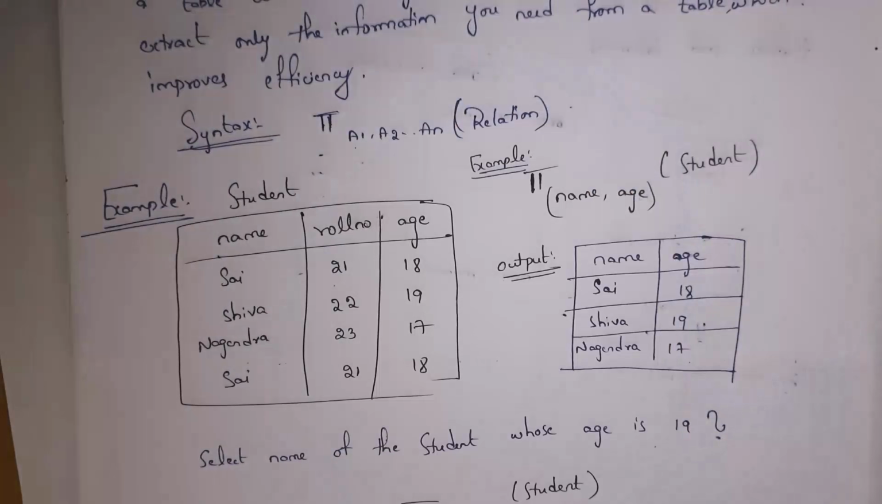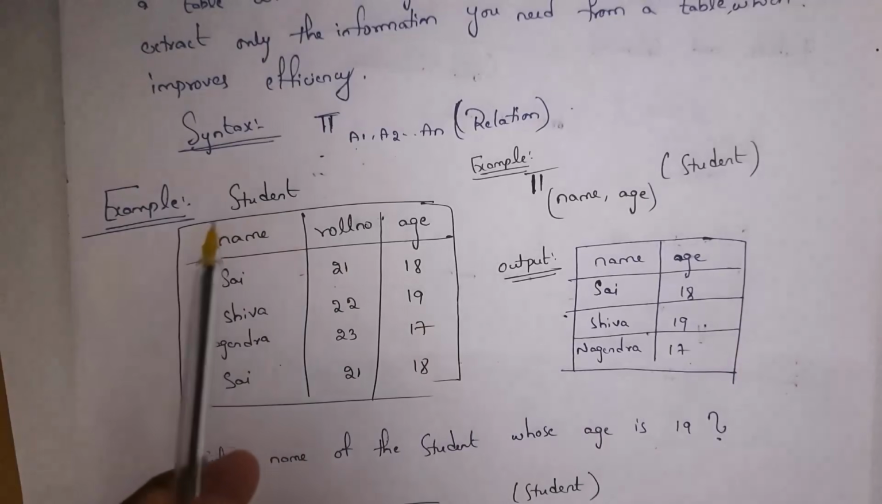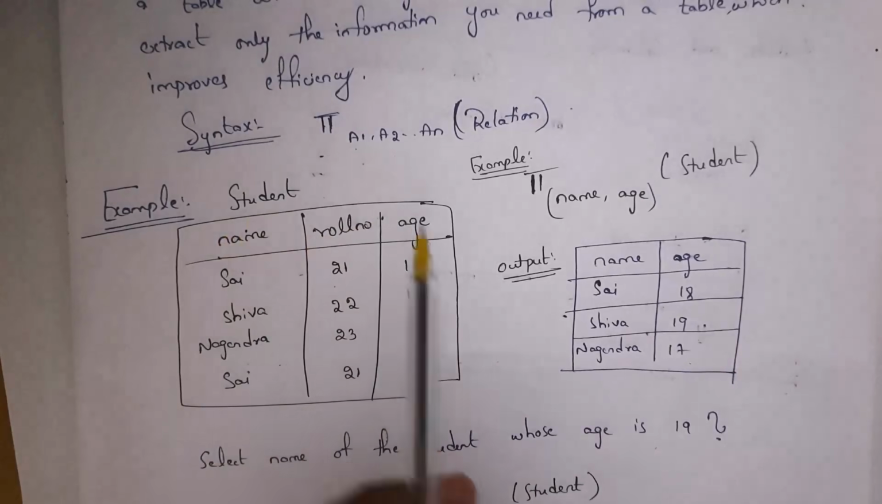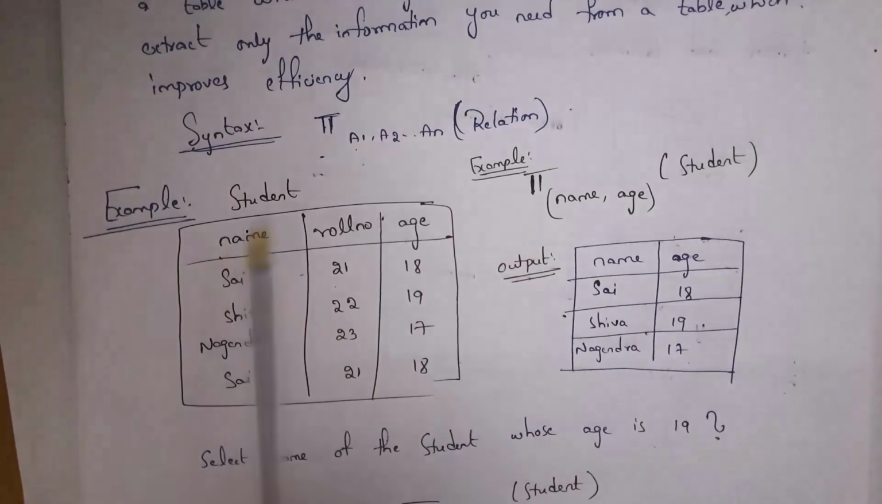Guys, relation and table both are the same. For example, there is a student table. The student table contains 3 columns: name, roll number and age. But I don't want this roll number column. I want to display only the name column and age column.